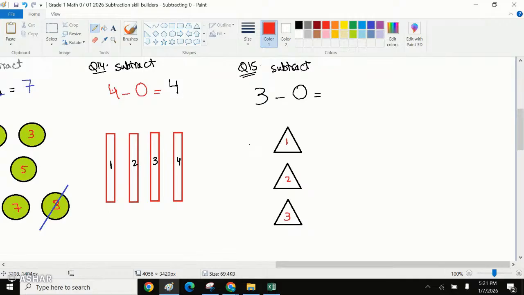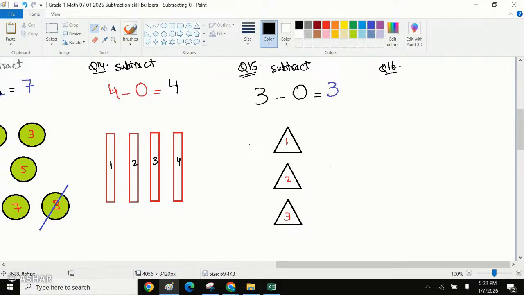Thank you so much. That means we are not erasing any of these triangles, we are not removing anything. And we also know the rule that whenever we subtract a 0, the answer will always stay the same. The answer stays the same, and the answer was 3, because we were doing 3 minus 0. Yes, the answer is 3. Thank you so much for answering.